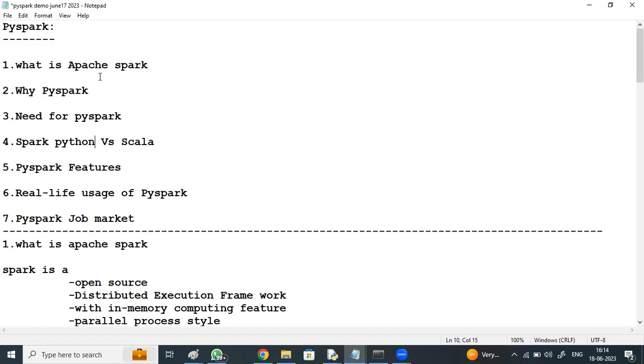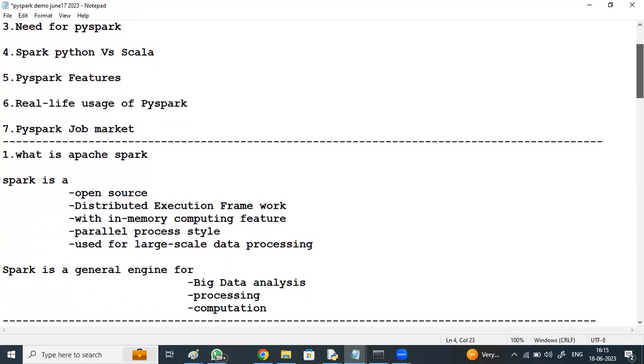In the yesterday demo session, I was briefing you about Spark, PySpark, and the need for PySpark. Let's have a quick review of what we discussed yesterday. Spark is an open source distributed execution framework with in-memory computing feature and parallel process style, used for large scale data processing. Spark is a general engine for big data analysis, for processing and computation.